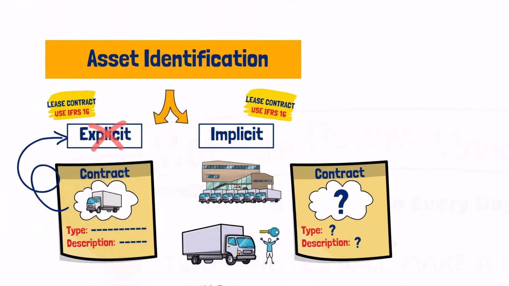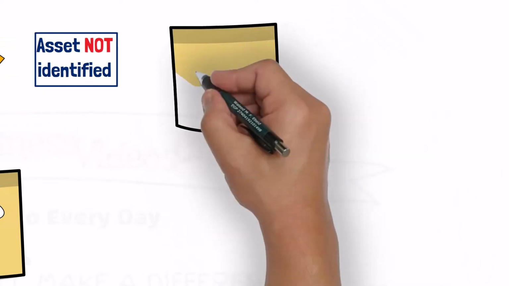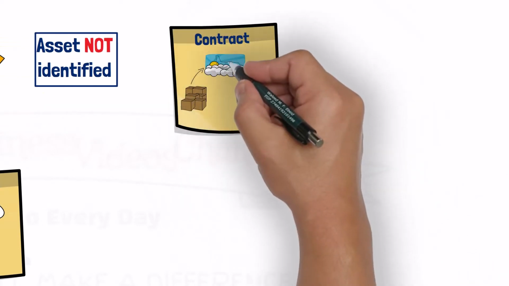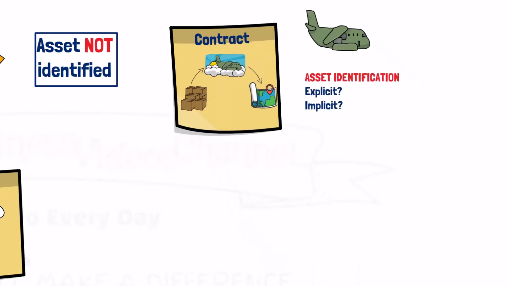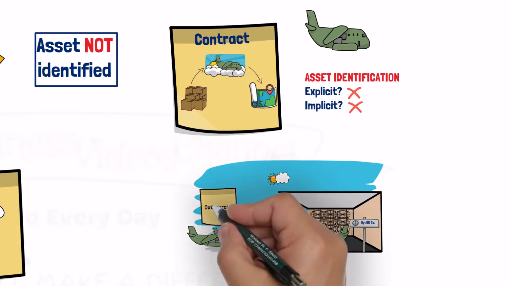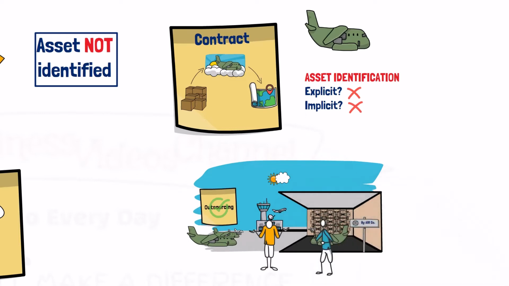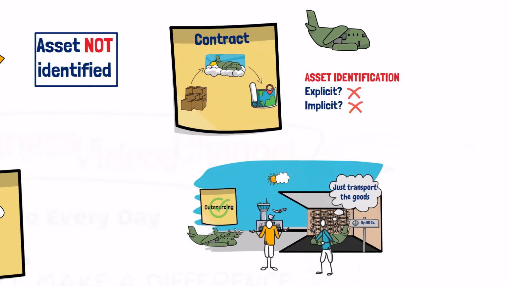Now, what if there was no explicit or implicit identification of the asset in the contract? Let us assume in our previous example that the transportation service of the goods by air is all the contract talks about. No explicit or implicit identification is made of the airplane that will be used to fulfill the customer's contract. The supplier is free to fulfill the contract with either his own airplane or an outsourced one. The customer doesn't care. All the customer wants is to receive the service contracted for.